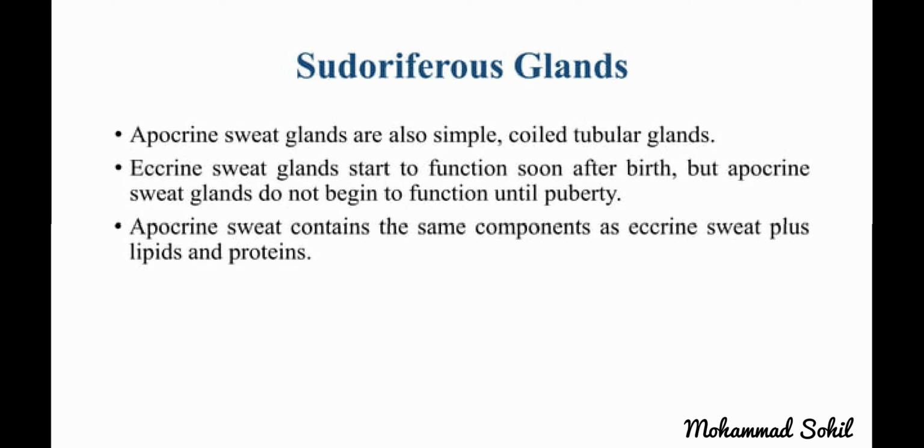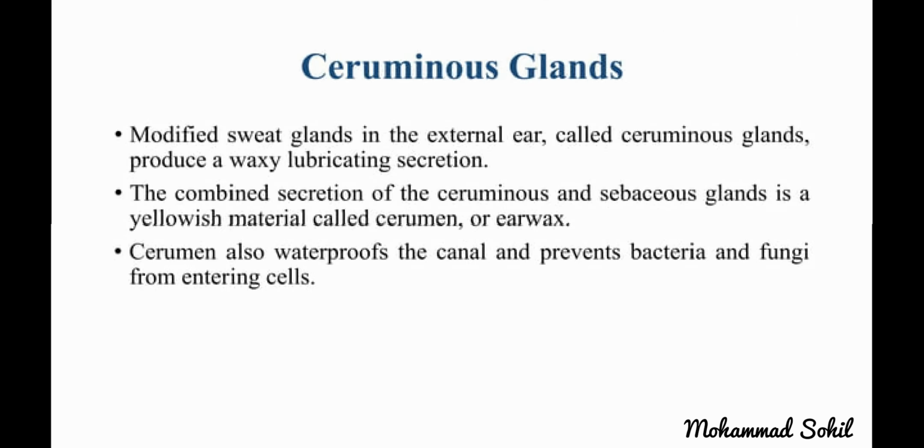Eccrine sweat glands start to function soon after birth, but apocrine sweat glands do not begin to function until puberty. Apocrine glands contain the same components as eccrine sweat plus lipids and protein. Now coming to the third, ceruminous glands, which are modified sweat glands in the external ear that produce a waxy lubricating secretion. The combined secretion of the ceruminous and sebaceous glands is a yellowish material called cerumen, or earwax. Cerumen also waterproofs the canal and prevents bacteria and fungi from entering the cell.